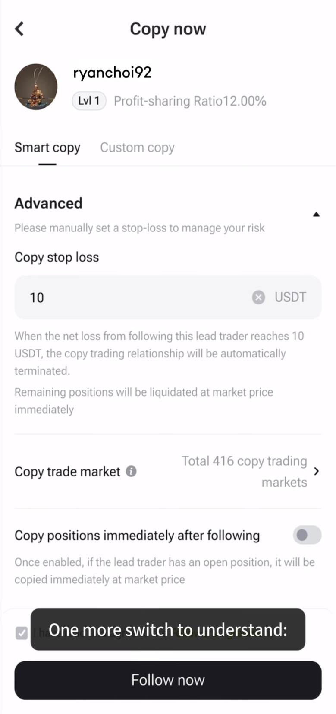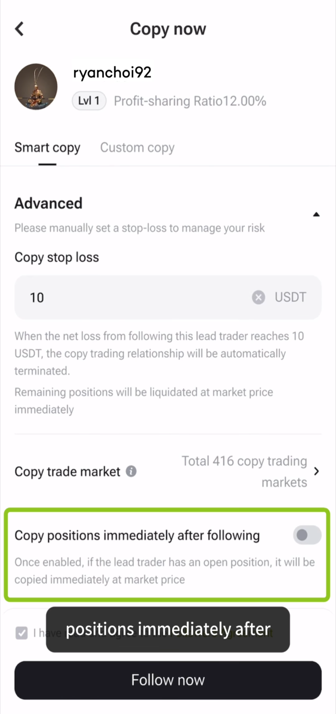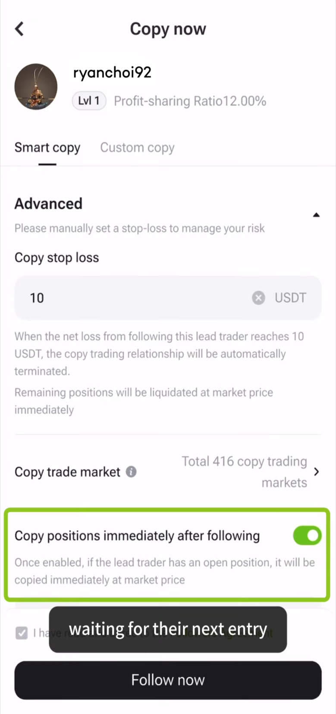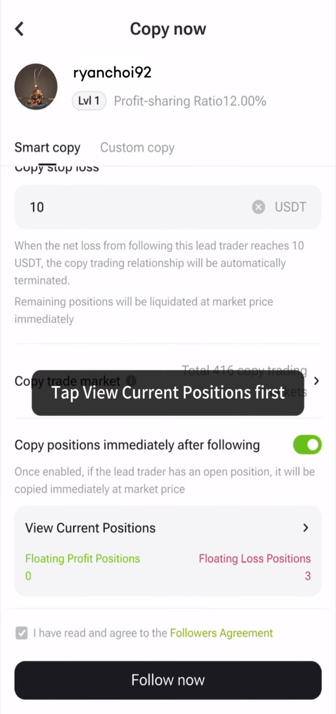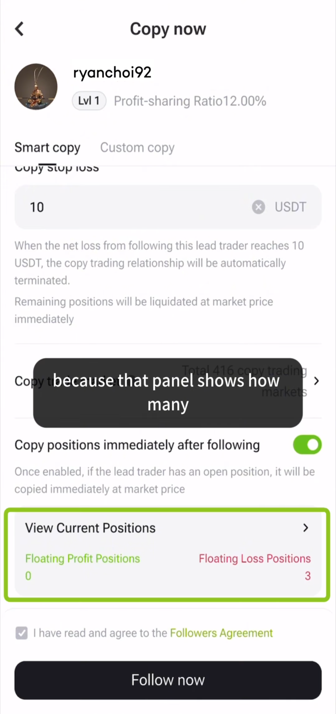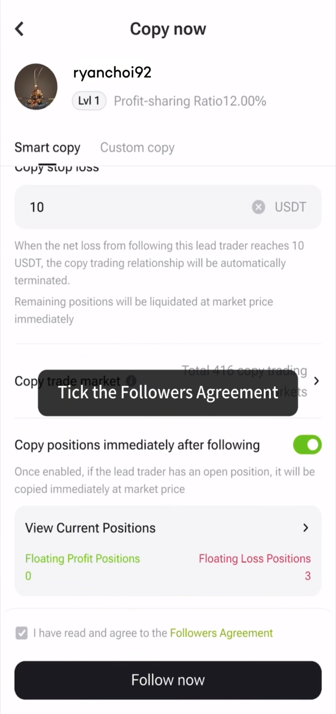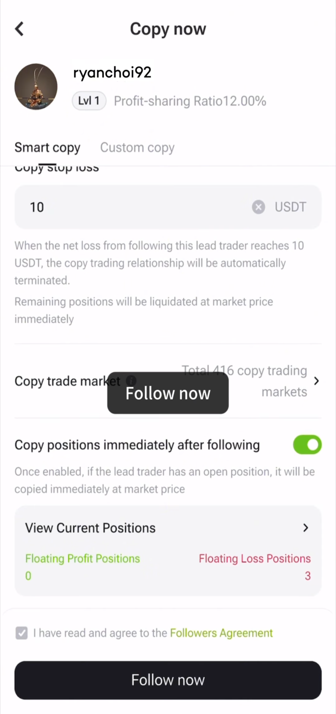One more switch to understand. Copying positions immediately after following means that if the trader already has positions open, you join them at the current market price, rather than waiting for their next entry. Tap View Current Positions first, because that panel shows how many of those positions are already in floating profit and how many are in floating loss. Tick the follower's agreement, then tap Follow Now.